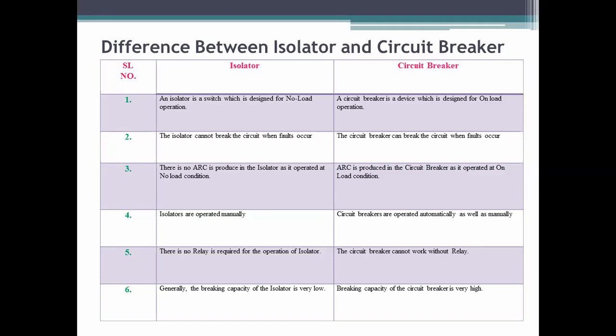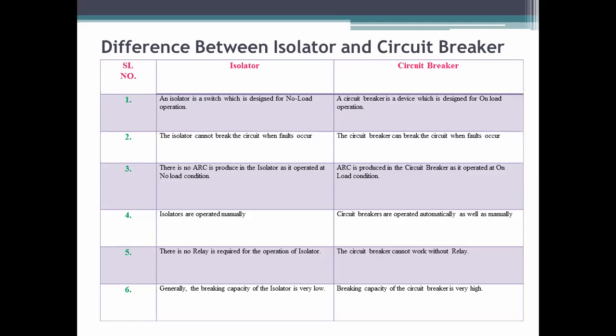Because if a fault occurs, the circuit is broken automatically there. And if we want to disconnect manually, then also we can disconnect. If we want to make the circuit, then also we can make it. Means for circuit breakers, we can make and break the circuit either automatically, manually, or by remote control.